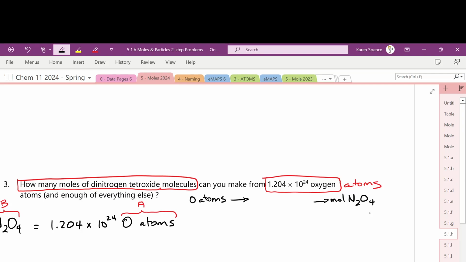Tell your partner, what could we go from O atoms to in order to get to moles of N2O4? And if you're not chatting it over with your partner, you should be. Is that a hand or a stretch? That's a stretch.